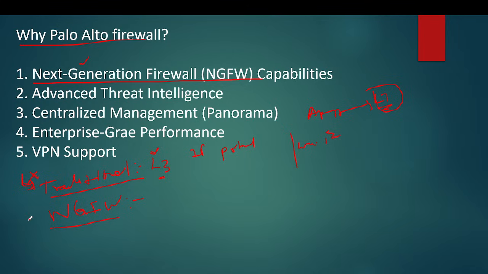In order to rule out the traditional firewalls, they introduced the next generation firewall, which provides security up to layer 7. From the physical layer to the application layer, the next generation firewall supports not only providing security based upon these layers.